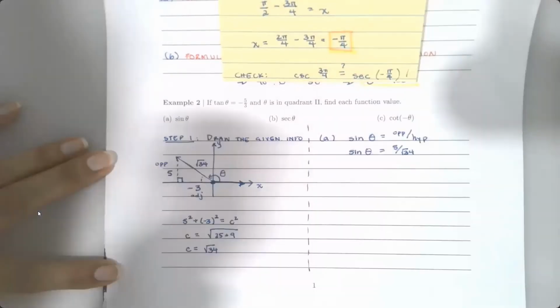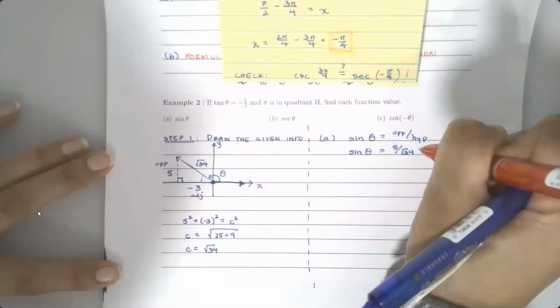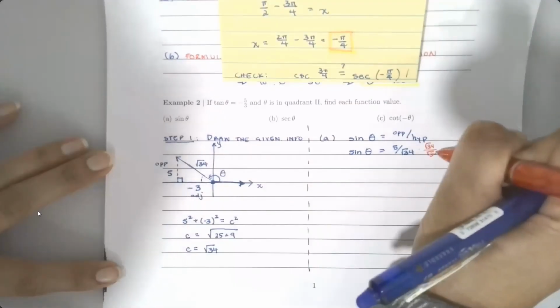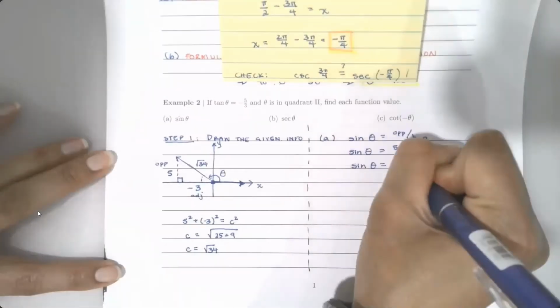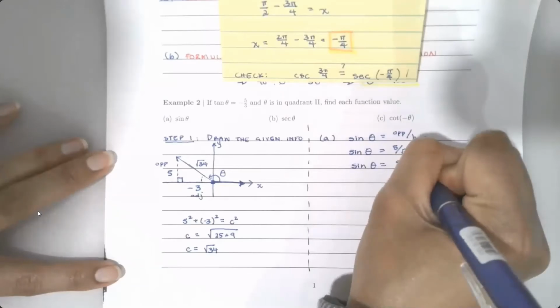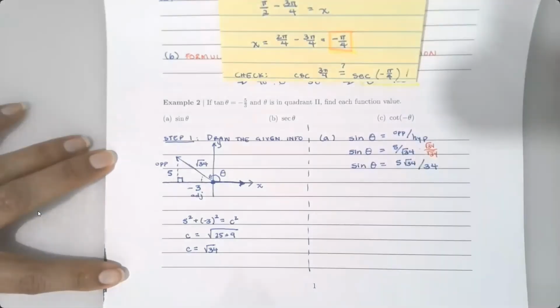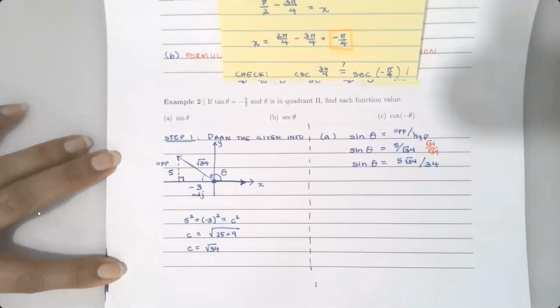And then we want to rationalize the denominator. We don't like to have radicals in the denominator, so multiply top and bottom by square root of 34. That's going to give us that sine of theta is equal to 5 square root of 34 over 34. Questions there for part A?